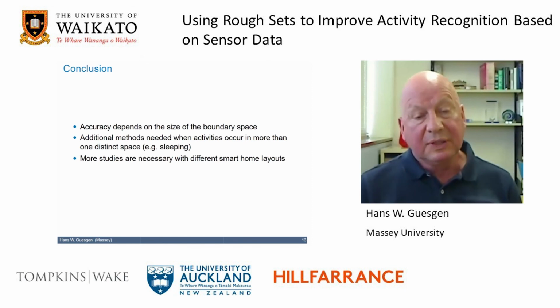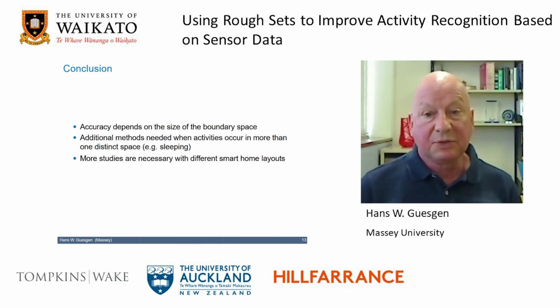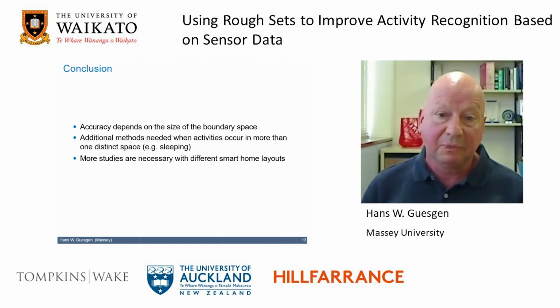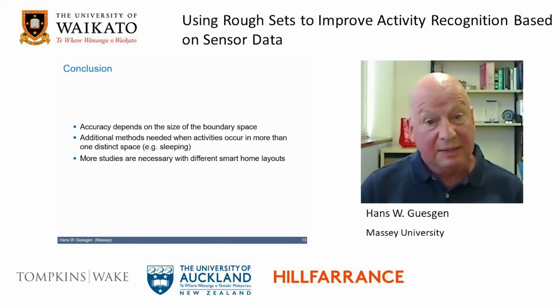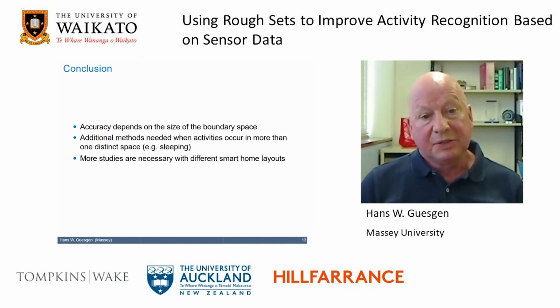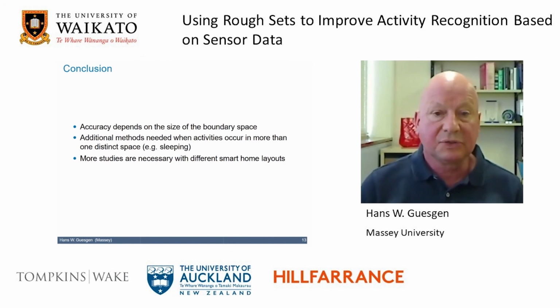We have also only done limited evaluations on smart home layouts, and obviously they play an important role. If we are looking at a one-room apartment where all of the activities take place in the same room, spatial information is not really indicative of which activity takes place. If you have a multi-room home with dedicated bedrooms, lounge, kitchen, dining room, and so on, it's much easier to use this information and to inform the activity recognition process.